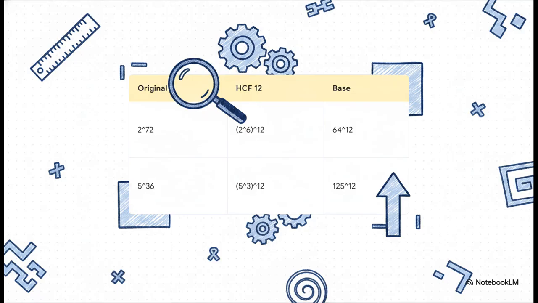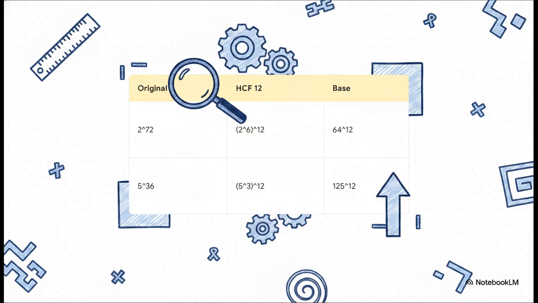Let's actually walk through it step by step. For 72 and 36, a great highest common factor we can use is 12, right? So we rewrite 2 to the power of 72 as 2 to the power of 6 whole raised to the power of 12. Then we rewrite 5 to the power of 36 as 5 to the power of 3 whole raised to the power of 12. Now just do the quick math inside the brackets. 2 to the power of 6 is 64, and 5 to the power of 3 is 125.